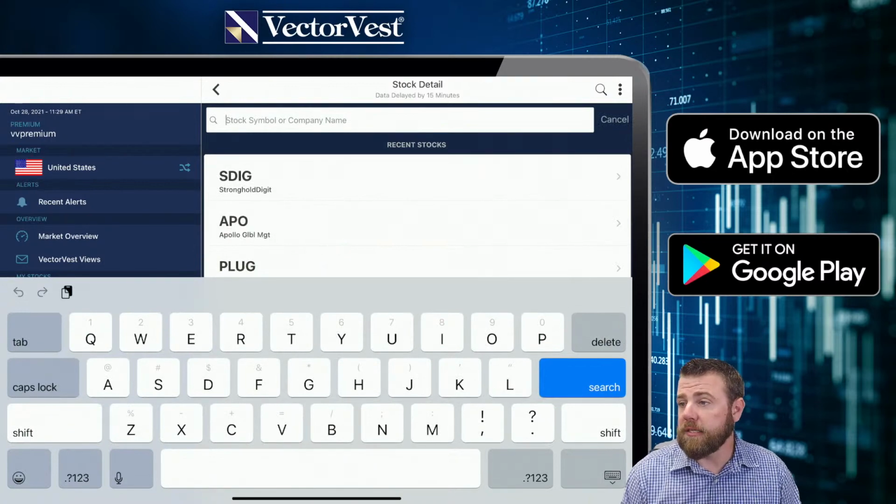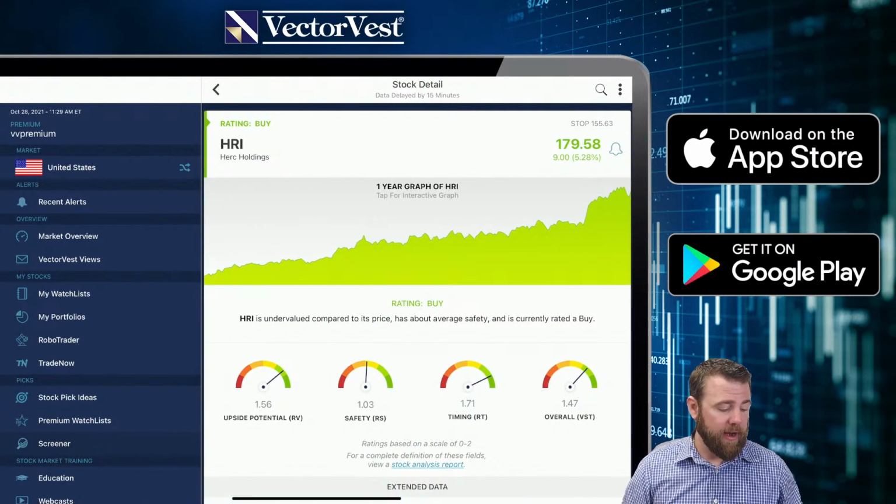All right, let's see. HRI, great long-term potential, less risk associated with it. You have a really strong short-term uptrend, so overall, stock's definitely favorable.